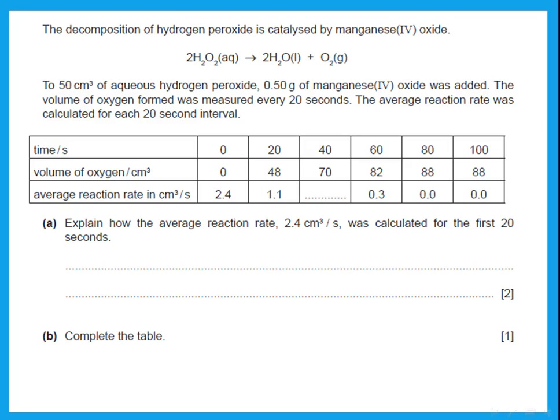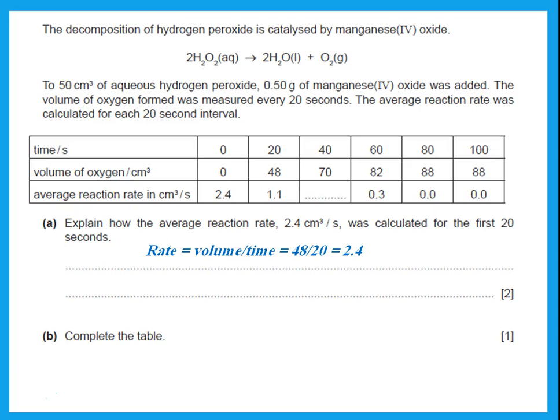Now, if you think about what we mean by rate, rate is a certain volume per time. So we want a certain volume over the time. So from time 0 to 20, what was the volume collected? The volume collected was 48. So 48 in 20 seconds. So it's 48 over 20 seconds, and that is why he got it to be 2.4.